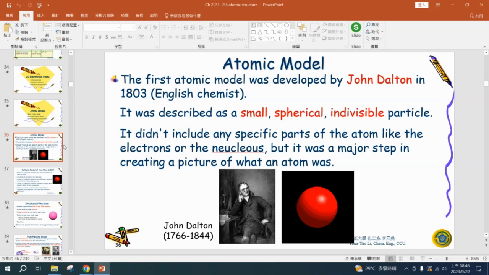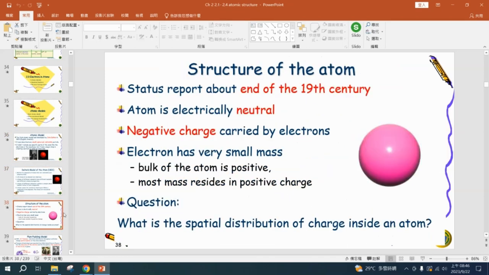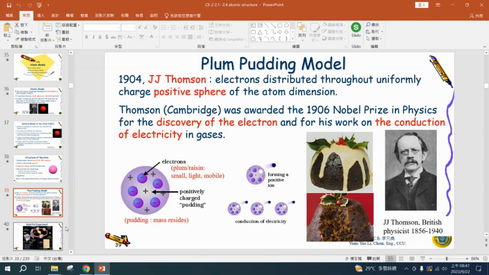Starting from two centuries ago, John Dalton proposed an atomic model of spherical, small and invisible particles. Although the model is not exactly correct, it gives us a direction to think of the model of atoms. And then in the beginning of the 20th century, J.J. Thomson proposed a Plum-Pudding model for atoms, and we discussed this on Wednesday.